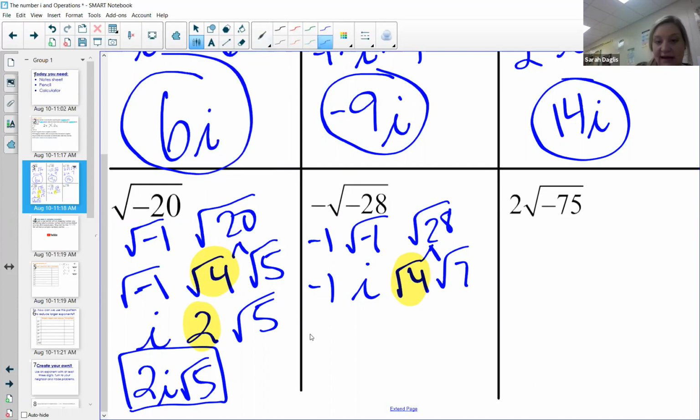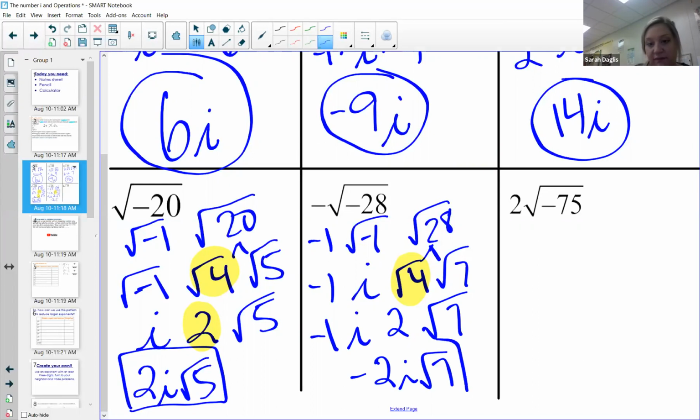So we're going to keep -1 on the outside. We still have i. The square root of 4 is the number 2. Square root of 7, I can't break that down anymore, so it's just going to stay square root of 7. So we multiply it on the outside. I have -1, i, and 2. So that is going to simplify to be -2i, and then square root of 7.